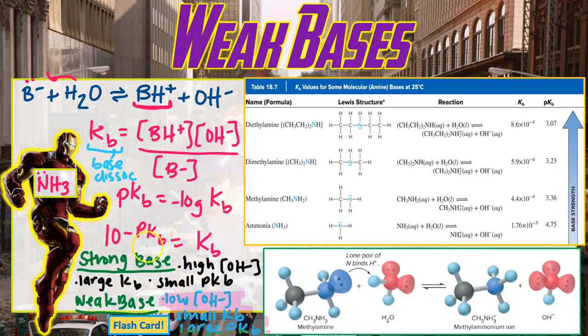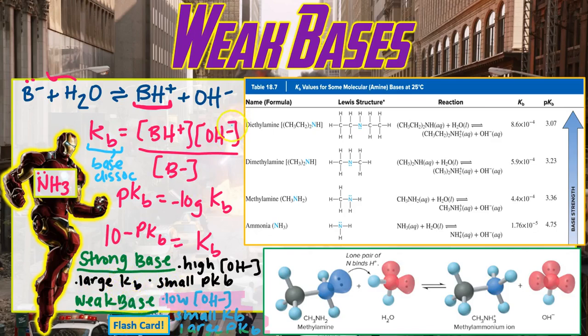So again, our K value is going to help us understand if we have a strong base or a weak base. If we have a strong base, we know our Kb value should be really, really big because we're going to produce more of our products here. So you're going to have a higher amount of OH minus, you're going to have a larger Kb value, and if you have a larger Kb value, then that means you're going to have a smaller pKb. Okay, folks?